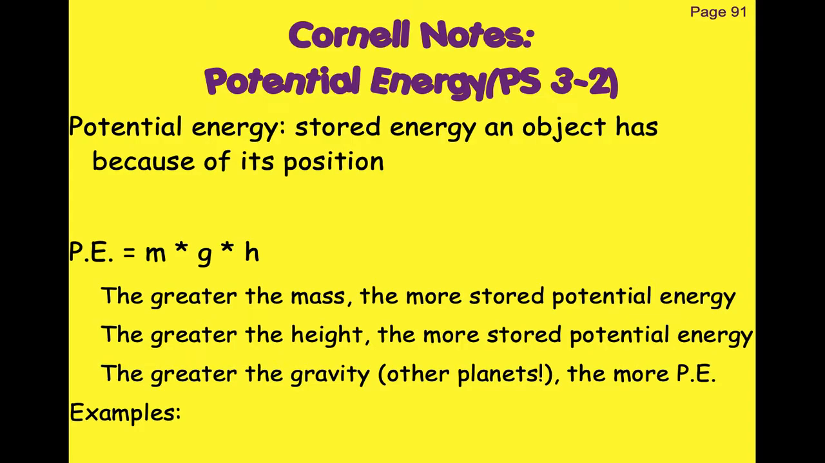So on page 91, this was our potential energy notes. And remember, potential energy is the stored energy based on its position. So the higher something is, the more energy it's going to have. The more mass something has, the more energy it's going to have. Or depending on the gravity, the more energy it's going to have. For our purposes, we're going to stay on Earth.